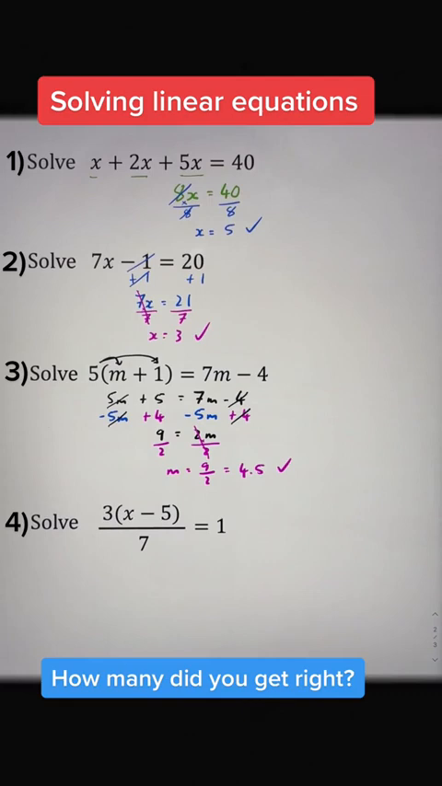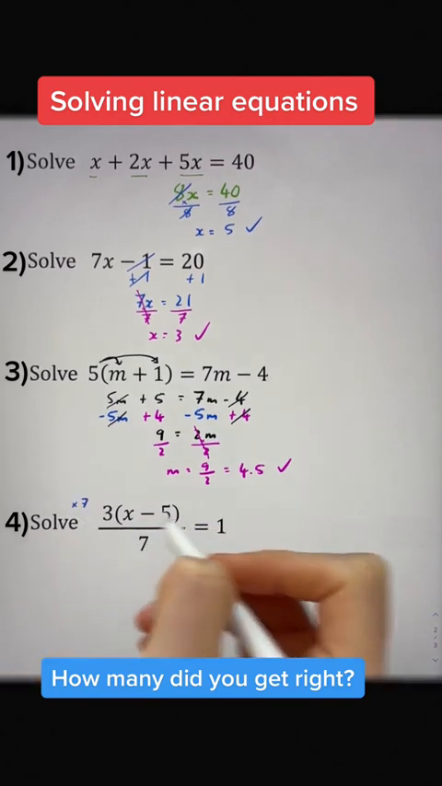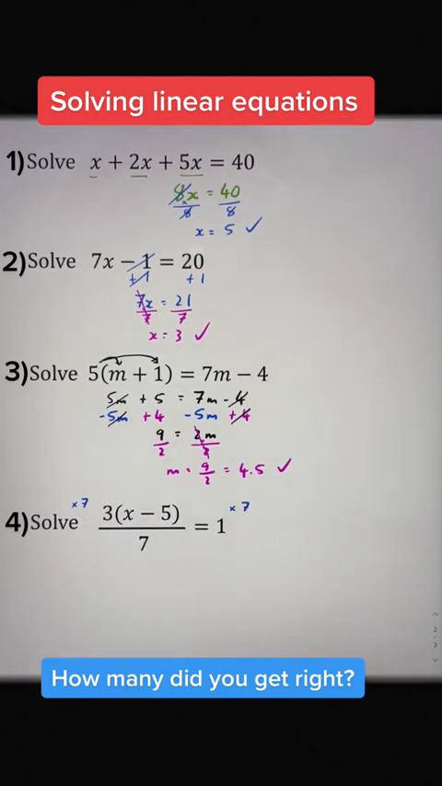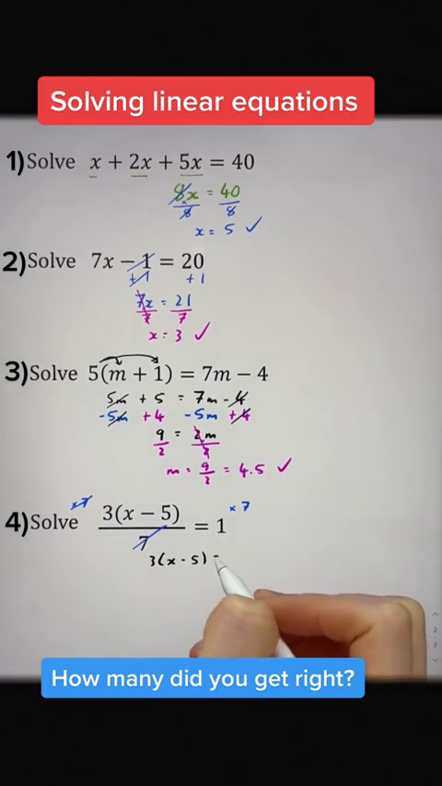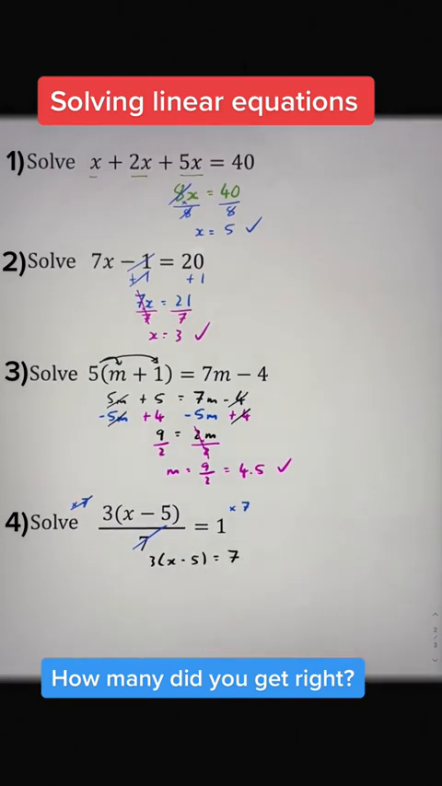For question 4, again I'm asked to solve. I want to work out the numerical value in this case for the letter x. As I've got 3 and in brackets x minus 5 divided by 7 equals 1, I can start by eliminating divide by 7 by doing the inverse, and that's to multiply both sides of the equation by 7. Times by 7 and divide by 7 are inverses. Therefore I'm just going to be left with the numerator, which in this case is 3 and in brackets x minus 5. And on the right hand side, 1 times 7 will give us 7.